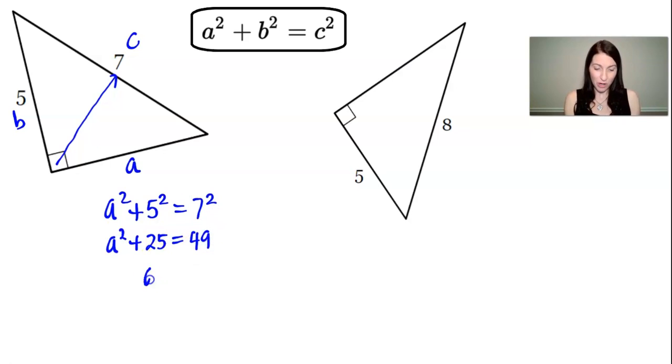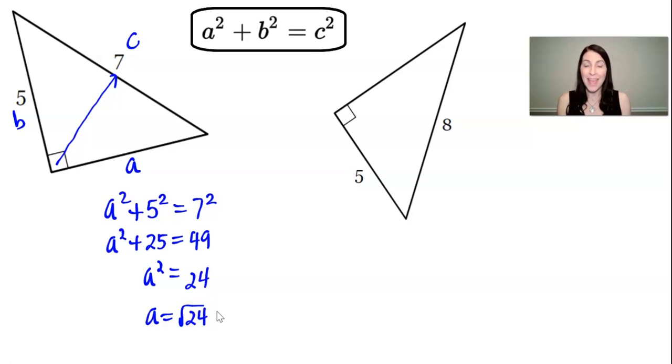Subtracting 25 over, I get a squared equals, I think that would equal 24. And then I would need to take the square root of 24. So the answer would be the square root of 24. And then this radical can actually be simplified. And if you forget how to do that, click here to watch a video of how to simplify a radical. So I would be able to simplify the square root of 24 as 2 root 6, and that would be side a, my missing side.